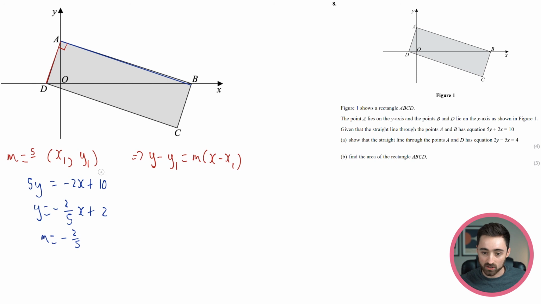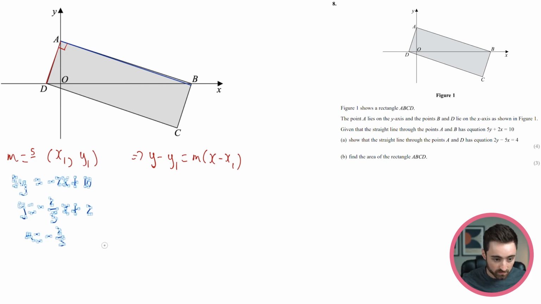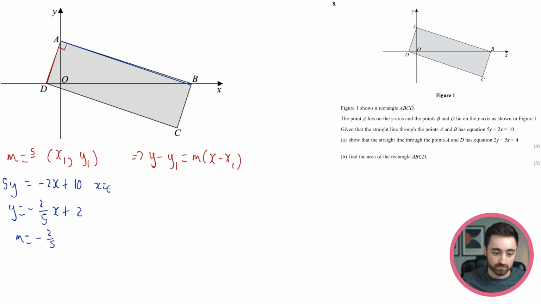So I'm going to put it into this equation here. So x equals 0 would imply that 5y equals 10, or that y is equal to 2. So I know that they both hit the y-axis at 0, 2. Fantastic. So I've now got enough information to go straight to here.